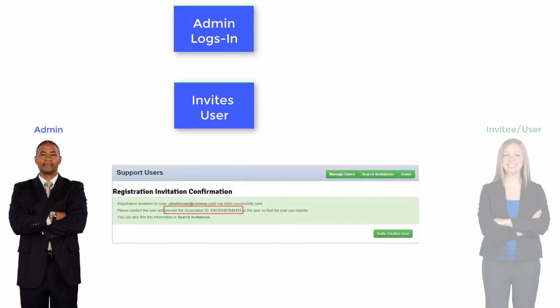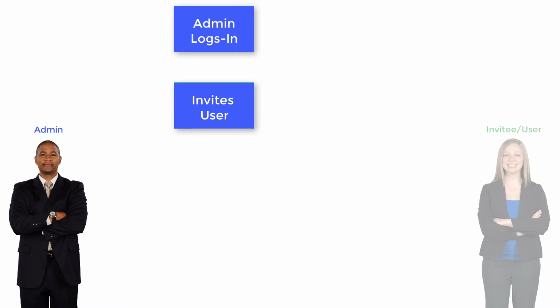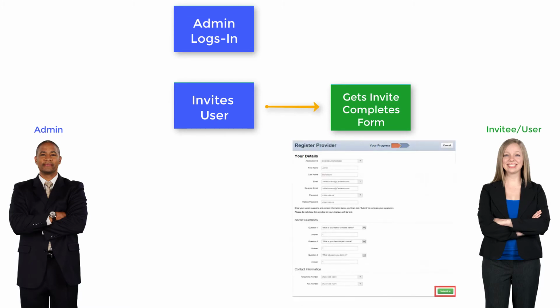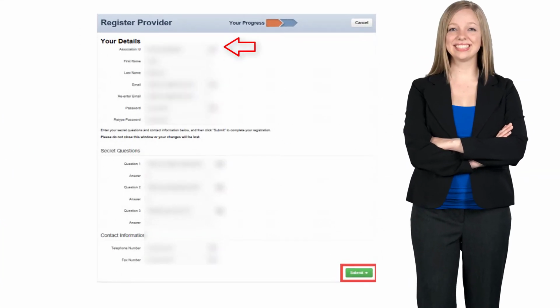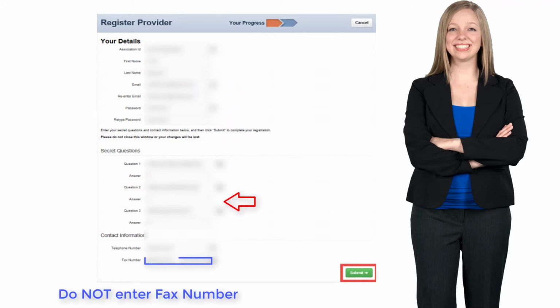The admin receives an immediate pop-up and will have to provide this unique association ID number to the user. The user receives an email link for registration. Enter the association ID number here. The details must match exactly. Complete your questions, then click Submit.